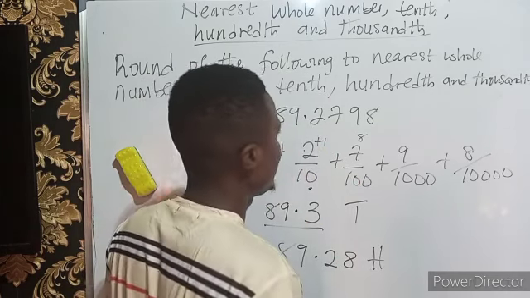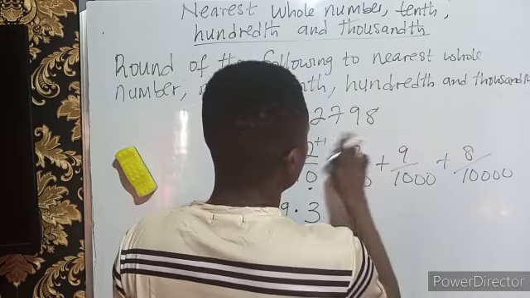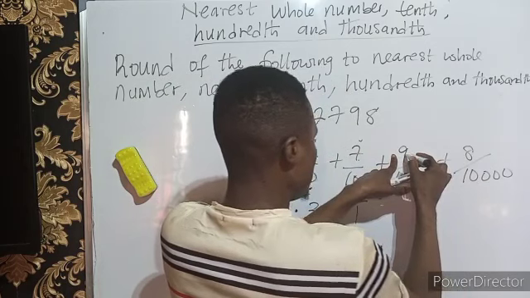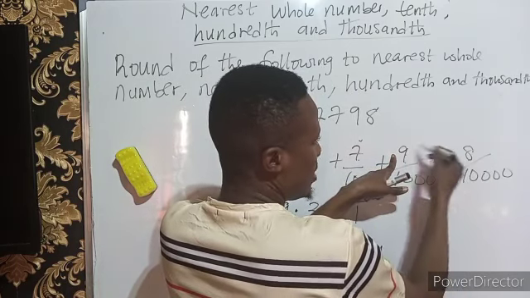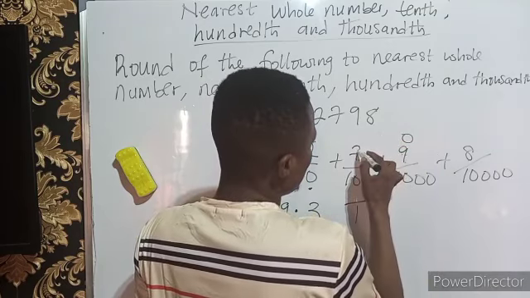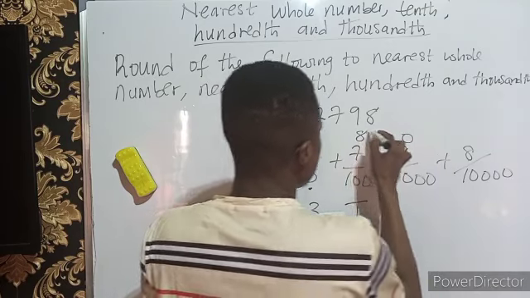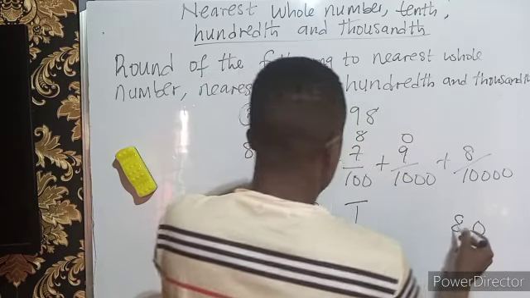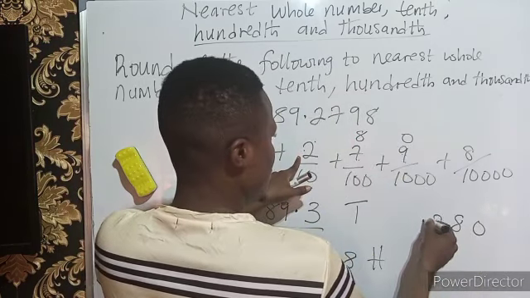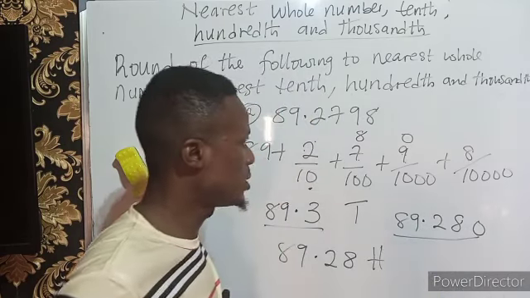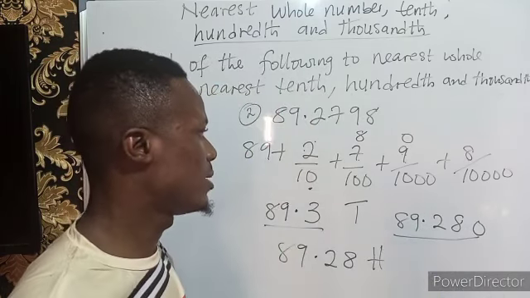If I want to round to the nearest thousandth, look at the thousandth here. The number next to it is up to 5. I'll add 1 to 9, it becomes 10. I'll write 0, carry 1. Transfer this 1 to this 7, it becomes 8. So I have to write 0, 8, 2, then 89. So it is now 89.280 to the nearest thousandth.